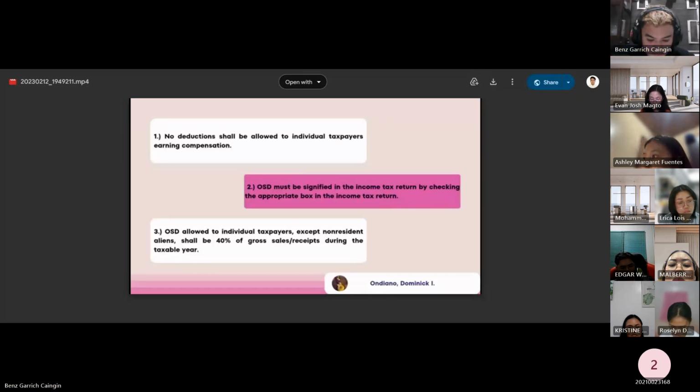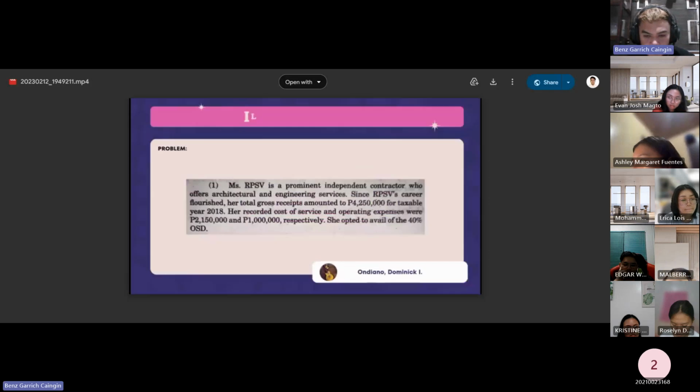Such election of the option, when made in the return, shall be irrevocable for the taxable year for which the return is made. The third, OSD allowed to individual taxpayers, except non-resident aliens, shall be 40% of gross sales or receipts during the taxable year. An individual entitled to and claiming the OSD shall not be required to submit with the tax return such financial statements otherwise required under the Tax Code. So the following problems will help illustrate the computation of an OSD.